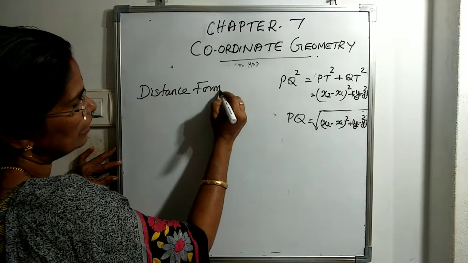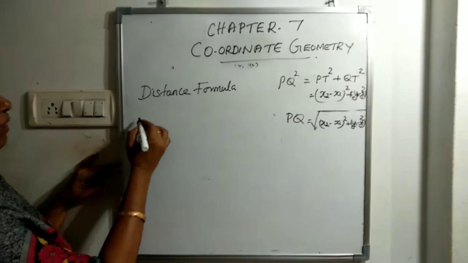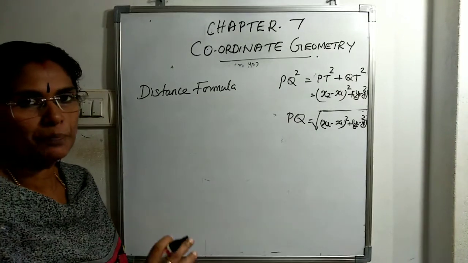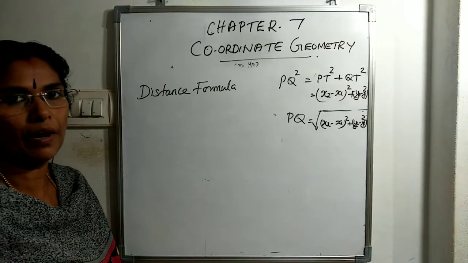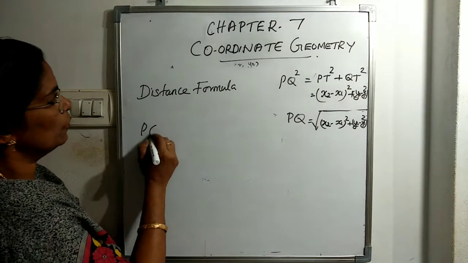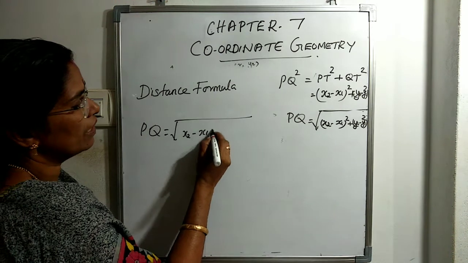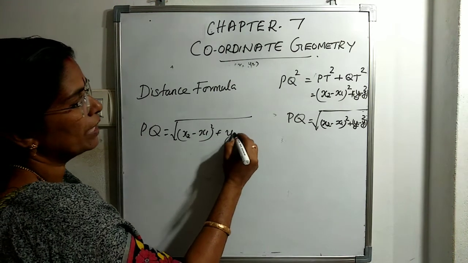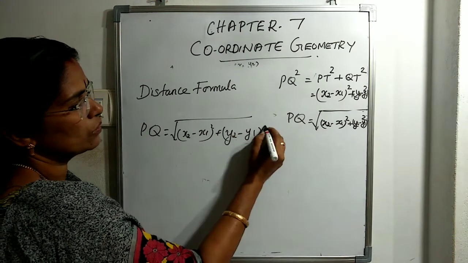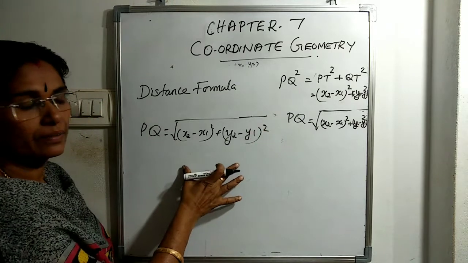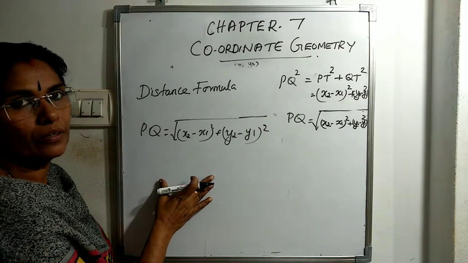So you have to learn this formula by heart. The distance between two points P(x1, y1) and Q(x2, y2) is PQ equal to root of (x2 minus x1) whole square plus (y2 minus y1) whole square. It is very important. This is the distance between two points.